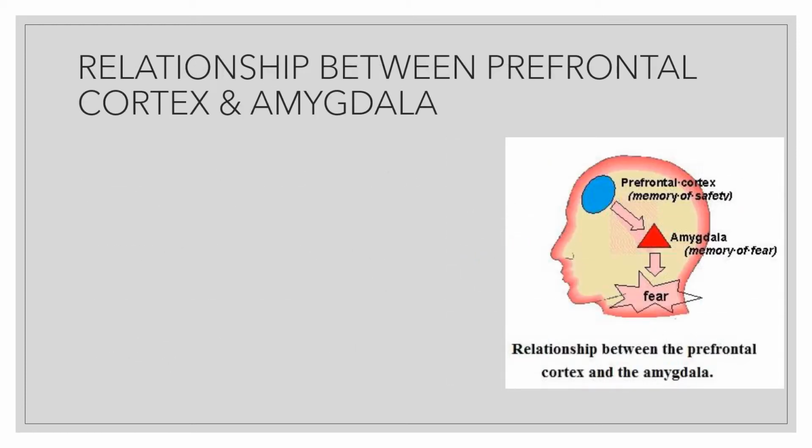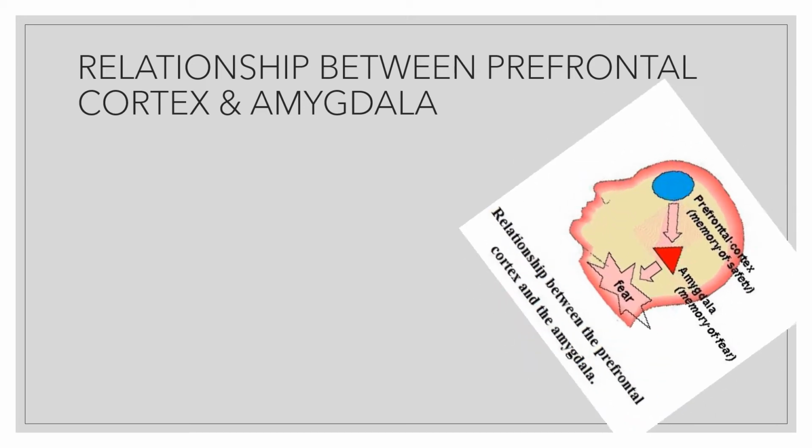Relationship between prefrontal cortex and amygdala. You can see in the diagram there is a blue circle, which is the prefrontal cortex, which is the memory of safety, and the amygdala is the memory of fear, which is represented in the diagram with the triangle of red color. And as this particular memory is aroused, we actually experience fear, and that is the relation between prefrontal cortex and amygdala.